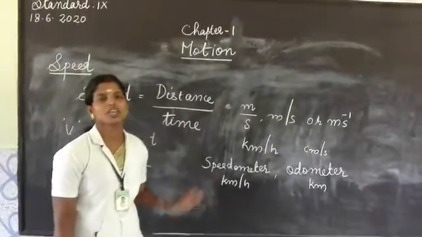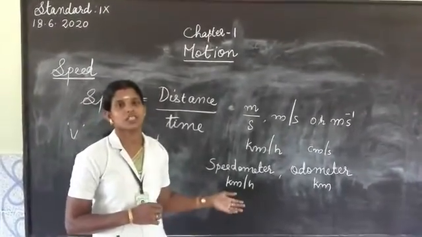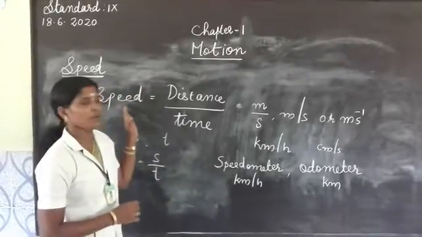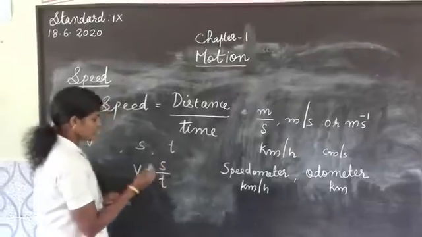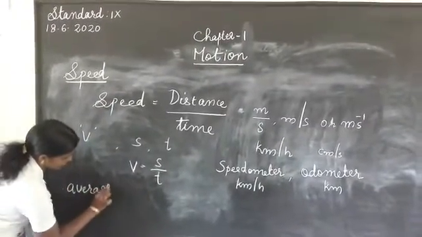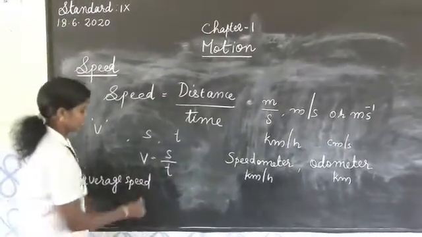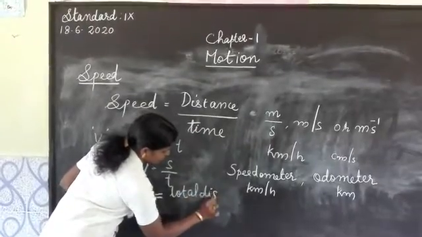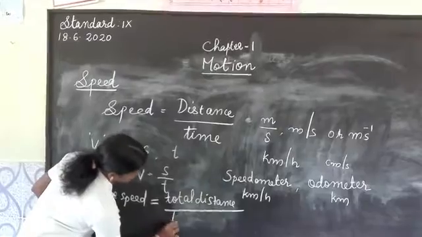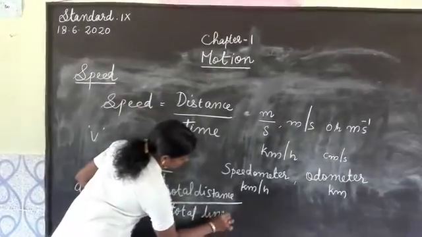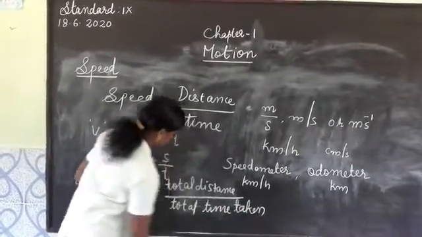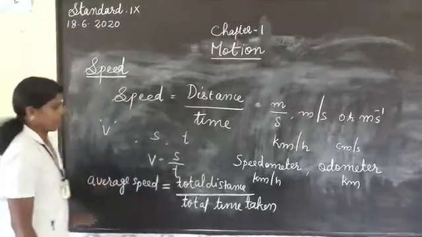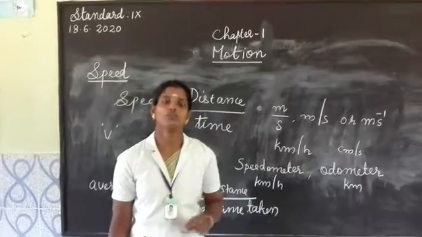By looking at the speedometer, we can understand we are changing our speed instantaneously. So we can't say we are going at a particular speed. In order to find the speed of a moving vehicle, we have to find the average speed. The average speed gives the actual speed of the vehicle. For finding average speed, we divide the total distance travelled by the total time taken.